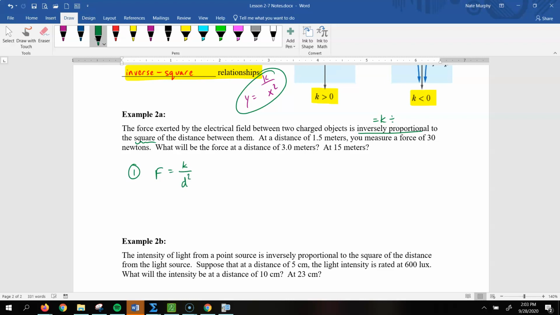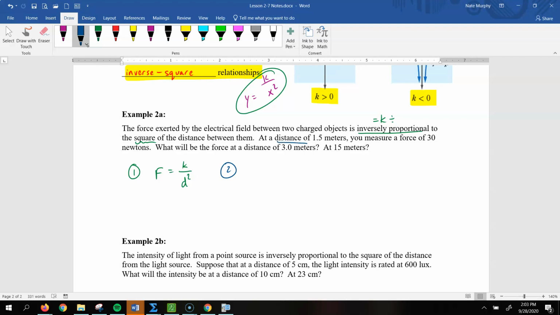So it's going to be d squared. So that square is super important. If you don't include that, you're going to get the wrong answer. So the second step, we're going to find out our value for k using a specific scenario. Well, let's read on. It says, at a distance of 1.5 meters, you measure a force of 30 newtons.